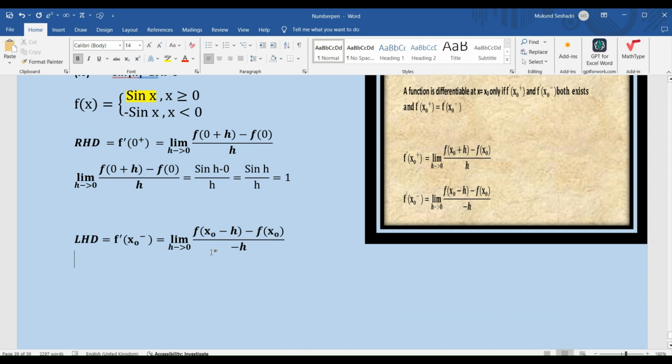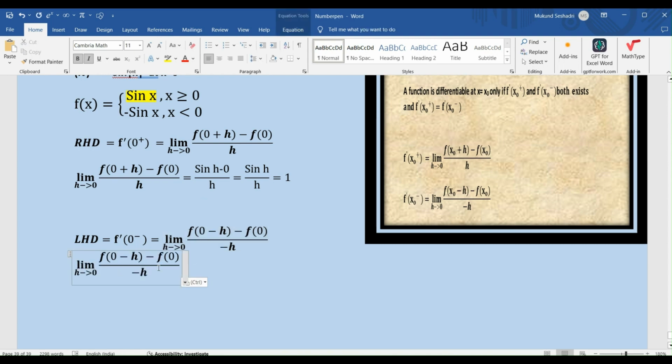There I have my LHD, which is f dashed of x naught minus, equal to limit h tending to 0, f of x naught minus h minus f of x naught by minus h. What is our x naught? My x naught is 0. So I can replace my x naught with 0 wherever I see an x naught. Let's move to the next line and evaluate our LHD. What is my f of 0 minus h?